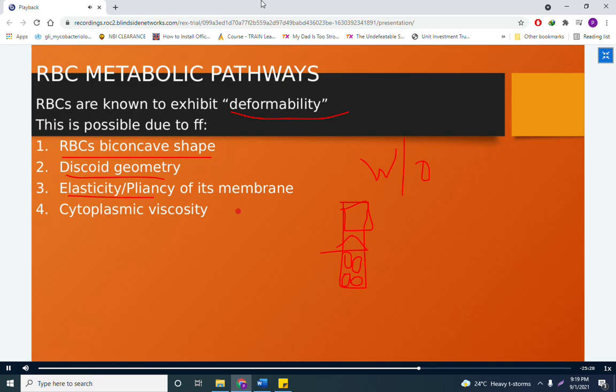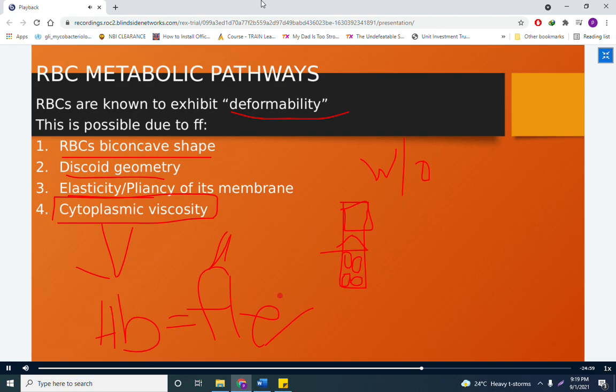Now, there is also the elasticity and pliancy of its membrane. Now, remember, class, its membrane is composed of your protein, your lipids, and your carbohydrates, which are very pliable, easy to bend and adjust. Now, there's also your cytoplasmic viscosity. For your cytoplasmic viscosity class, this refers to the presence of hemoglobin, which, by the way, class, is very flexible.